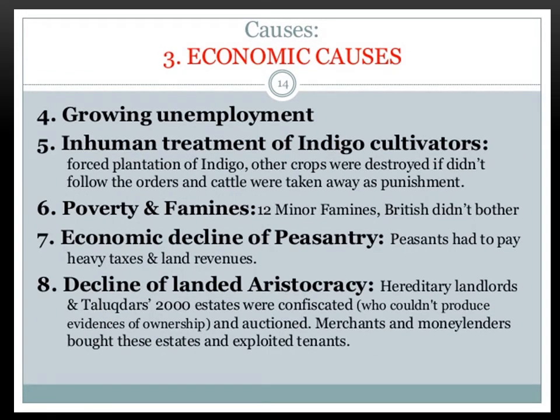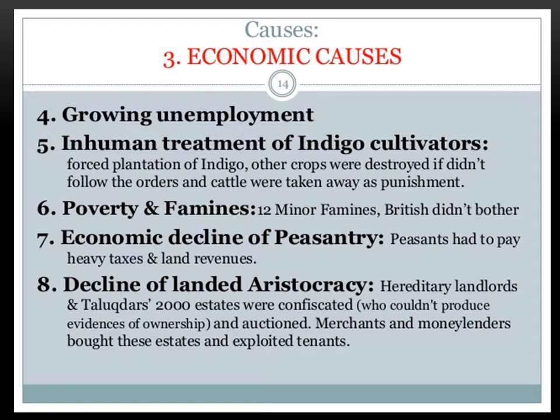So unemployment grew, and a large number of people were unemployed. There was inhuman treatment of indigo cultivators. They were forced to cultivate only indigo plants. Other crops were destroyed if they didn't follow the orders, and cattle and livestock were taken away as punishment.